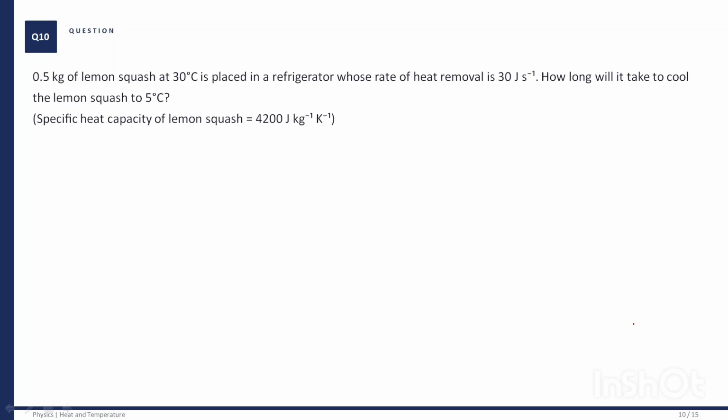0.5 kg of lemon squash at 30 degrees Celsius is placed in a refrigerator whose rate of heat removal is 30 joule by second. How long will it take to cool the lemon squash to 5 degrees Celsius? The specific heat capacity of lemon squash is 4200 joule by kg Kelvin. So what is given in the question first? Let me identify. Here the mass is given, 0.5 kg.